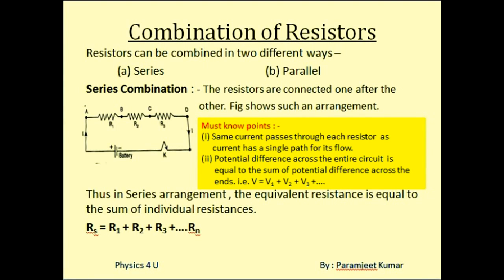There are some must-know points about series combination. First, the same current passes through each resistor, as current has a single path for its flow. Second, the potential difference across the entire circuit is equal to the sum of potential differences across the resistors, that is V equals V1 plus V2 plus V3 and so on, as many resistors as you connect. So in series arrangement, the equivalent resistance is equal to the sum of individual resistances. For example, if we connect n resistors, then the combination of resistors is given by Rs equals R1 plus R2 plus R3 plus so on till Rn.